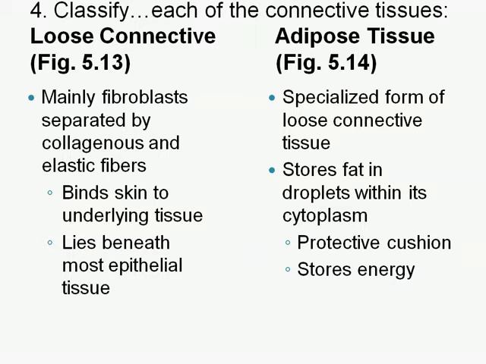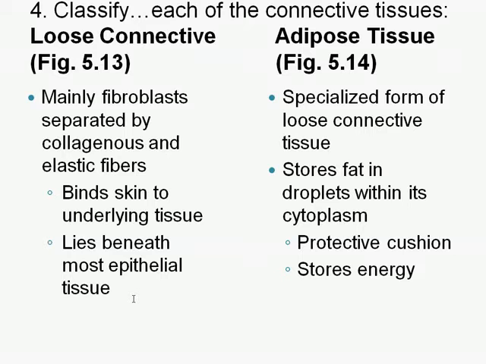Two other kinds of connective tissue are the first two kinds. Loose connective tissue is made of fibroblasts and some fibers. This is the kind of tissue that connects the skin to the rest of the body, so your skin is not flapping around. And you can see it lies beneath most epithelial tissue, so this is a pretty common form of connective tissue.